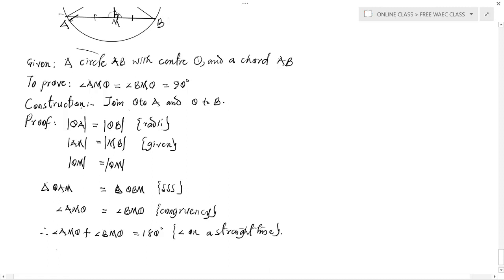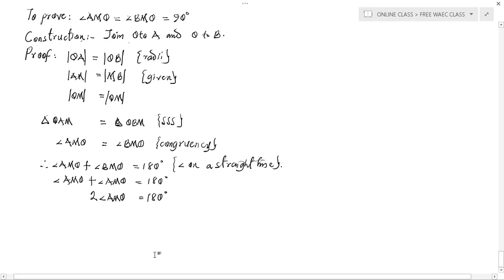Since both of them are equal, we can just say that angle AMO represents the other one with the same angle. So that will give us 2 times angle AMO is equal to 180 degrees. That is to say, angle AMO is equal to 180 degrees divided by 2. So angle AMO is equal to 90 degrees. Thus, angle AMO equals angle BMO equals 90 degrees. That is what we proved.